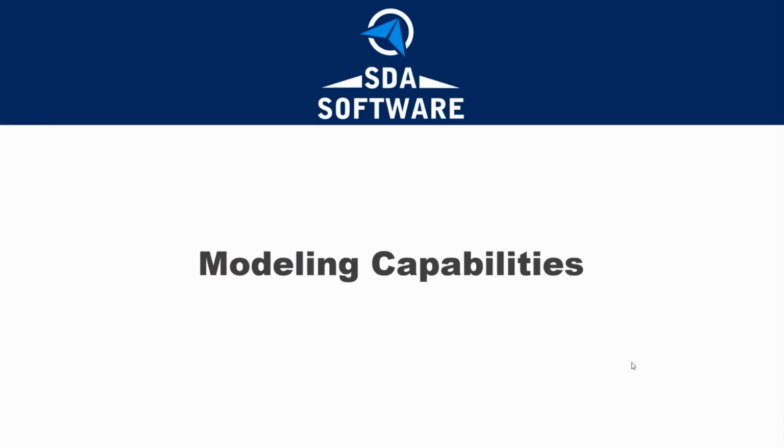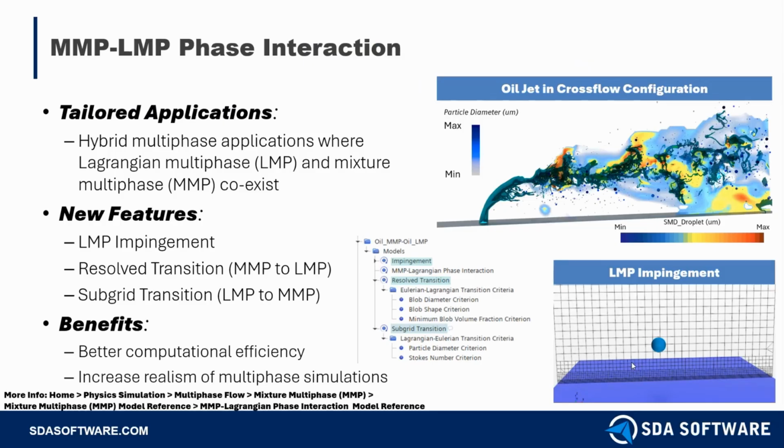Let's talk about the first category, modeling capability. In this new version, STAR is further expanding its multi-phase modeling capabilities. New models are added to offer a more robust and efficient alternative for multi-phase applications that were previously a little bit too expensive or too complex to model. The very first feature I want to touch on is the mixture multi-phase (MMP) to Lagrangian multi-phase (LMP) phase interaction.